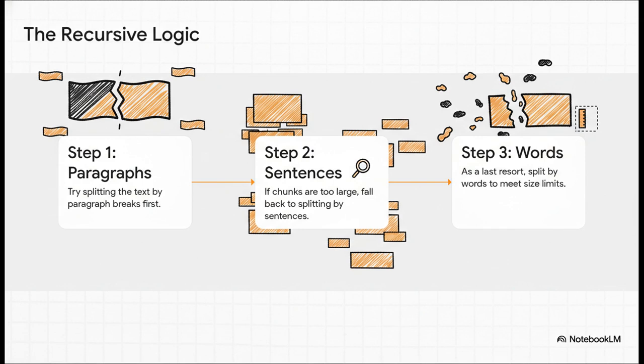The logic here basically works like a waterfall. The process tries to split the text using a list of separators that you give it, starting with the biggest, most meaningful one, like a paragraph break. If the chunks it creates are still too large, it just falls back to the next separator on the list, like a sentence break, and it keeps doing that until the chunks finally fit your size limit.